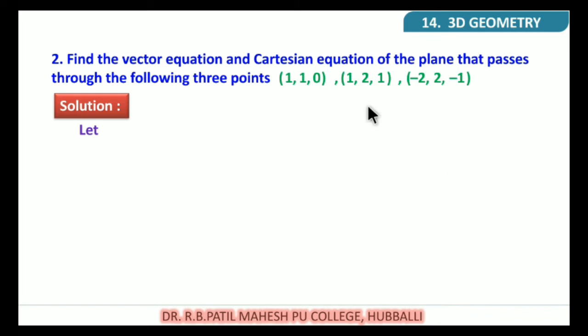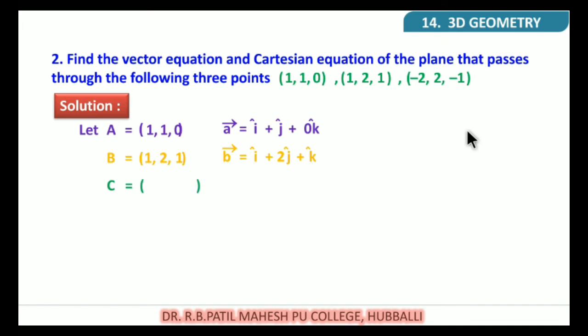Let us consider the 3 points as A, B, C. Therefore, point A has the coordinates 1, 1, 0. Therefore, vector A can be written as i plus j plus 0. So, point B can be taken as 1, 2, 1. Therefore, vector B is i plus 2j plus k. Similarly, point C has the coordinates minus 2, 2, minus 1. Therefore, vector C can be written as minus 2i plus 2j minus k.